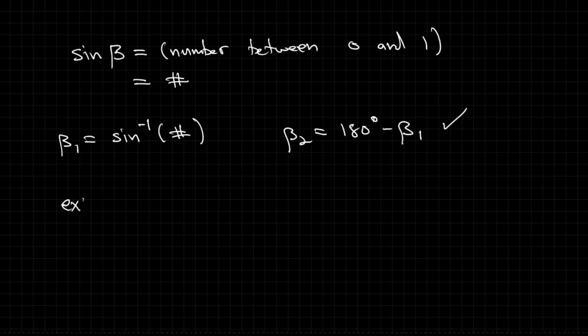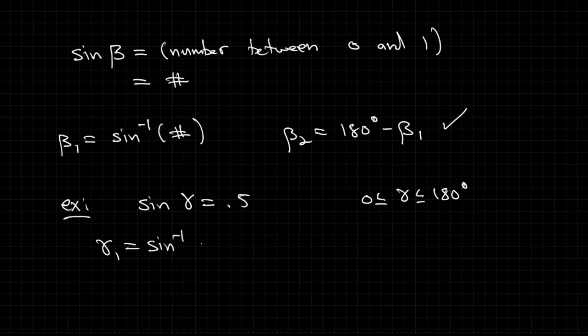So for example, if you're working a problem and you need to solve sine of gamma equals 0.5 with gamma between 0 and 180 degrees, then you're going to get two solutions, gamma 1, which is the inverse sine of 0.5. 0.5 is 1/2, and the inverse sine of 1/2 is 30 degrees. That's one of the special angles. And then you're going to get a second solution, gamma 2, which is 180 degrees minus 30 degrees, which is 150 degrees.